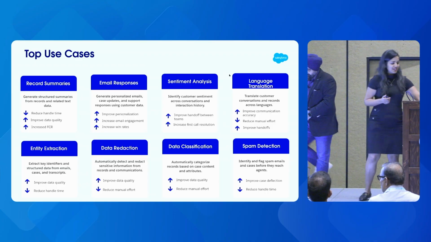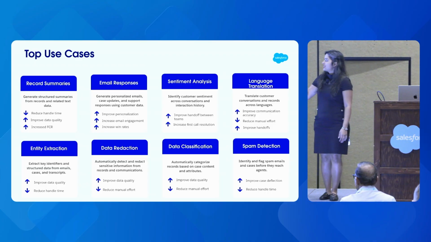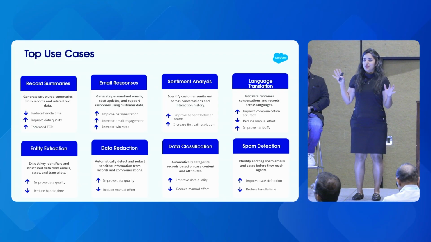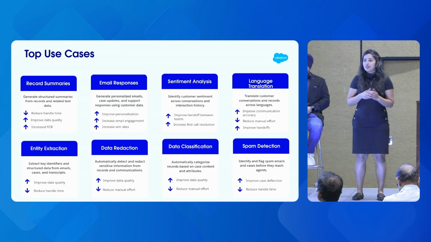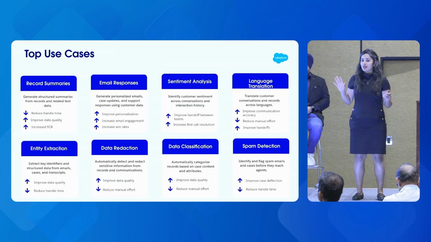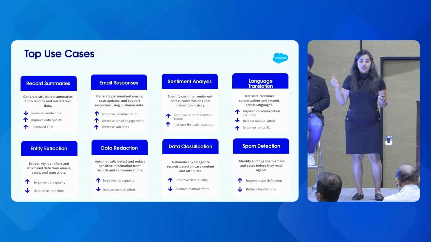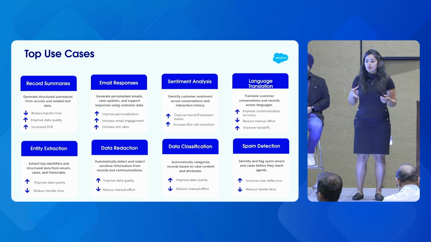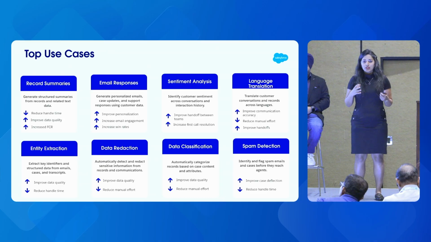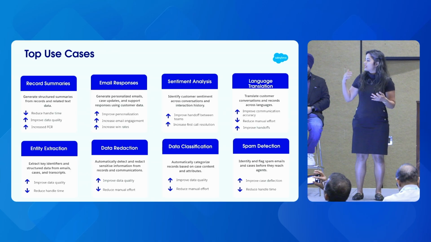Perfect. So you've seen this overview of Prompt Builder, and what you see on the screen are some of the top use cases where this comes into play. So these span a very wide range of types of business impact and where in the business you can actually deploy these. Let's look at the first one, record summaries. So this is a way to just create a structured summary of a record object. If you think about this in a service context, you might want to create a summary of a case and populate that on the case page itself to help reduce handling time, improve data quality.